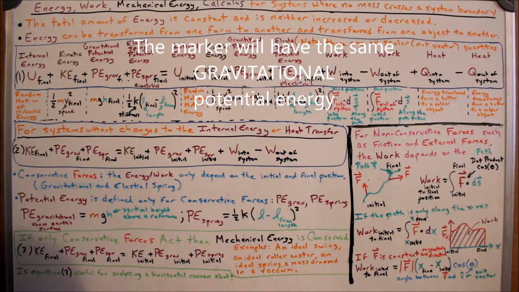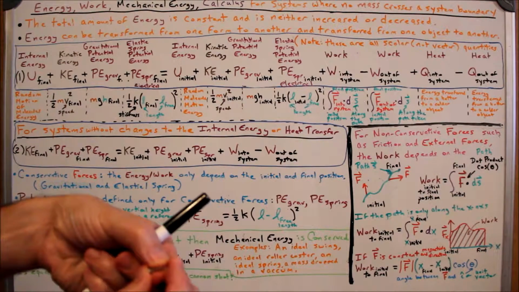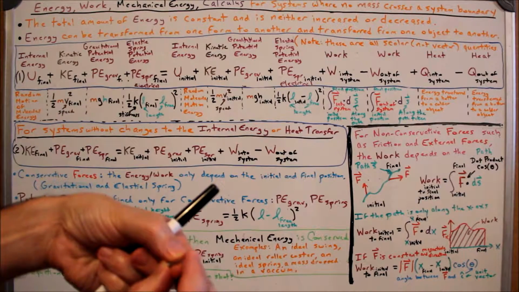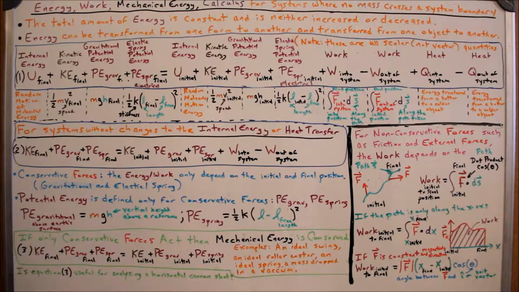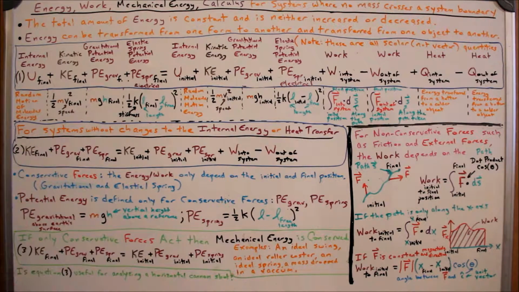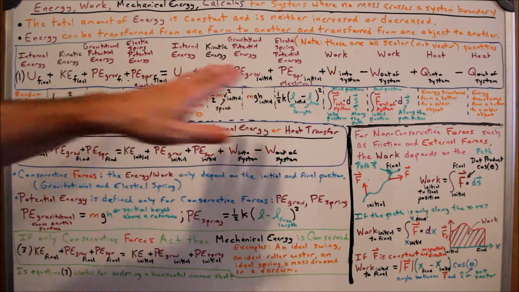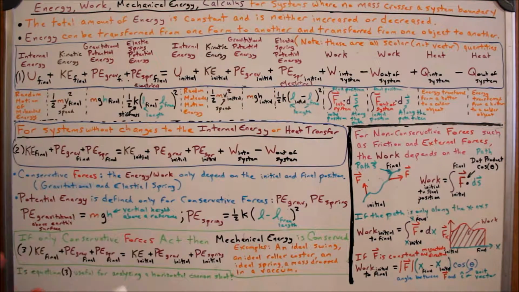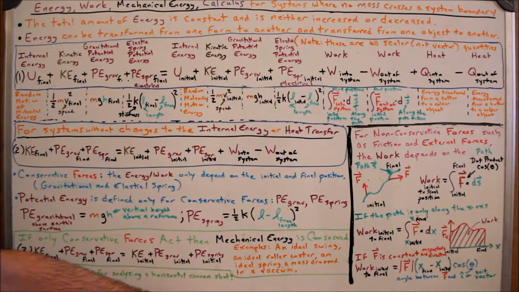Same thing for a spring. It doesn't matter if I have it at some compressed length and I move it all around and go back to the exact same compressed length, it will have the exact same spring potential energy. So it only depends on its position. Therefore we can define something called potential energy. Potential energy and work are very closely related, but potential energy is path independent.